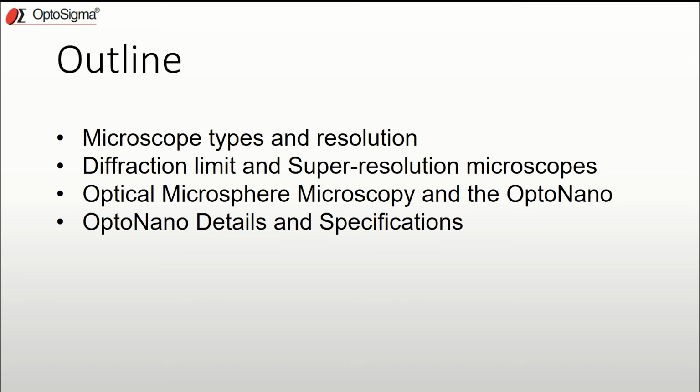So in the outline, what I want to cover is basically the microscope types and their associated resolution. The next thing I want to talk about is the diffraction limit, which gave rise to some of the higher resolution microscopy techniques like super resolution. Next is to cover microsphere microscopy, or sometimes called nanoscopy, and then lead directly into the OptoNano itself. And from there, talk about the details and the specifications of the OptoNano microscope. So with that, let's just jump right into it.